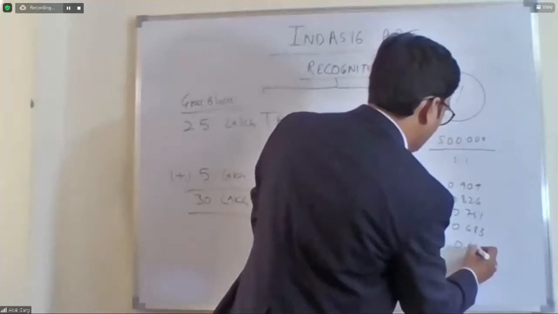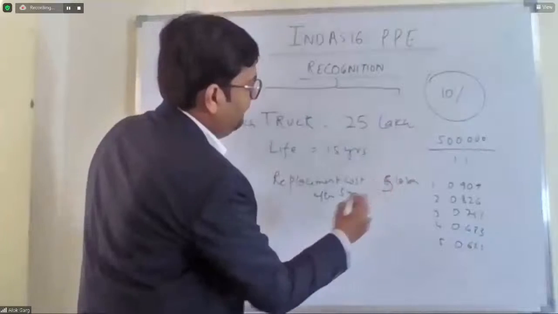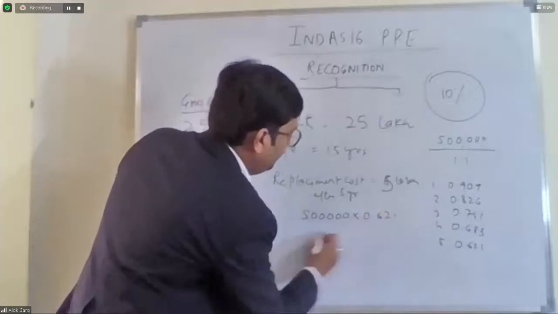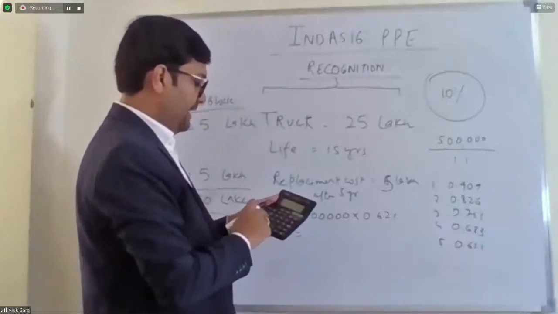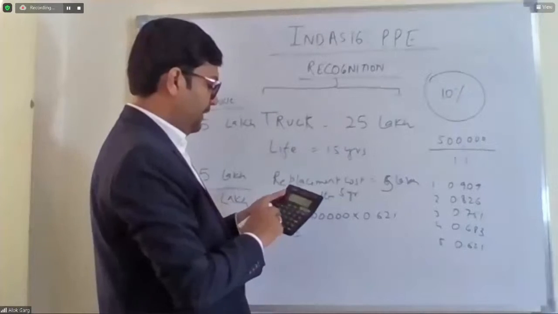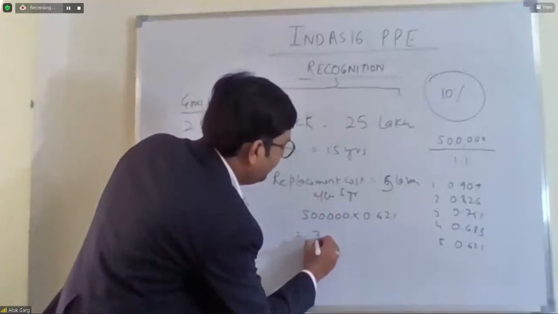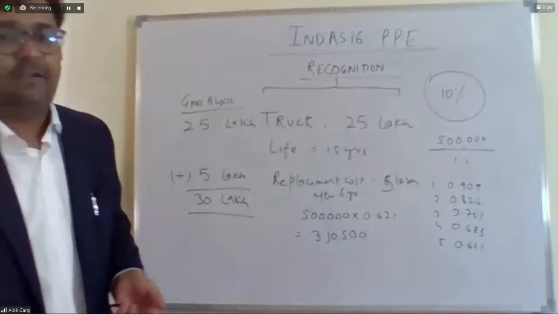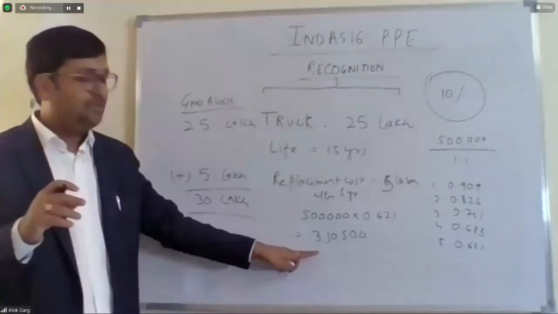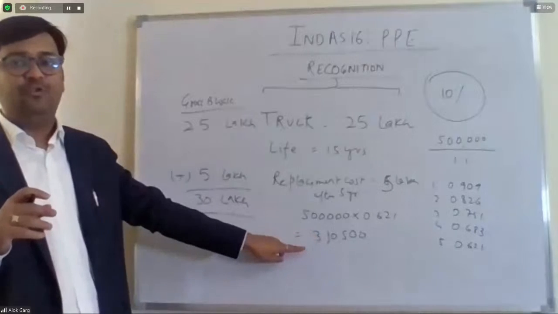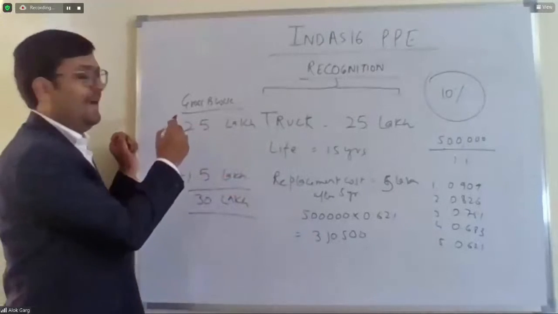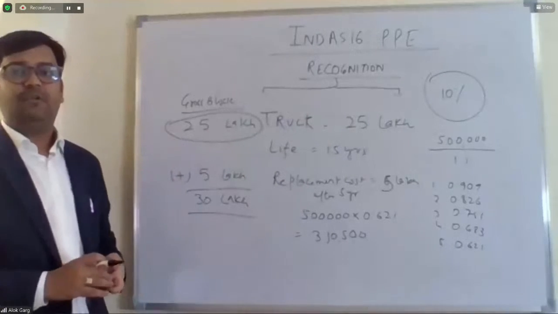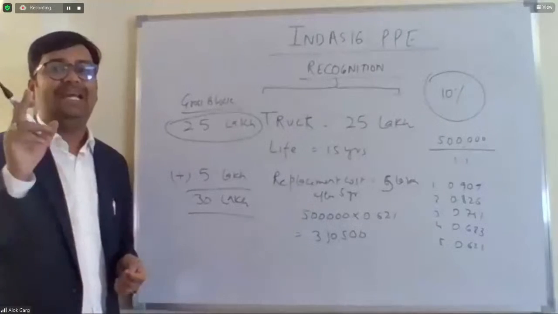0.621. Now, if I multiply 5 lakh by 0.621, this will give me 3,10,500. It means the value of 5 lakh before 5 years was 3,10,500. So we will assume that in this 25 lakh, the initial cost of the engine is 3,10,500.